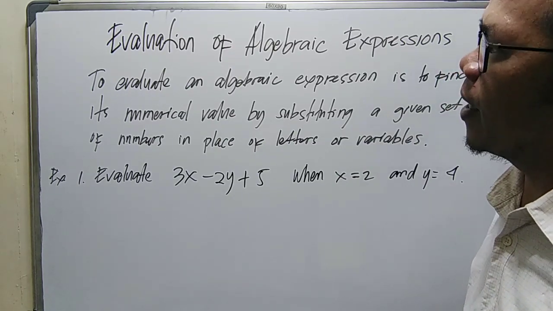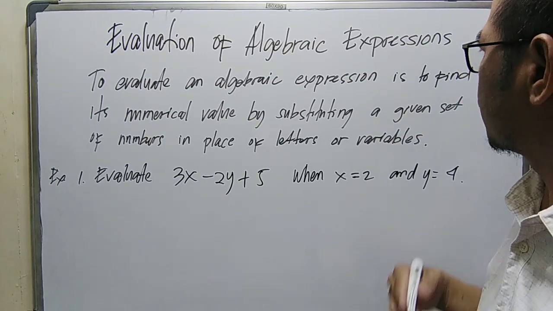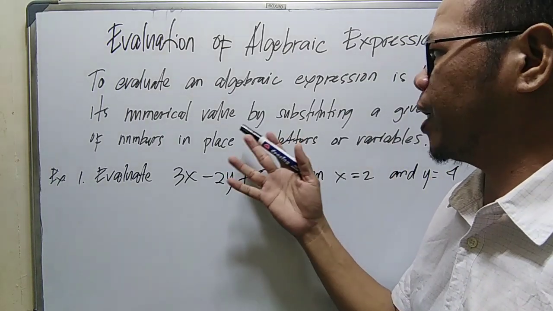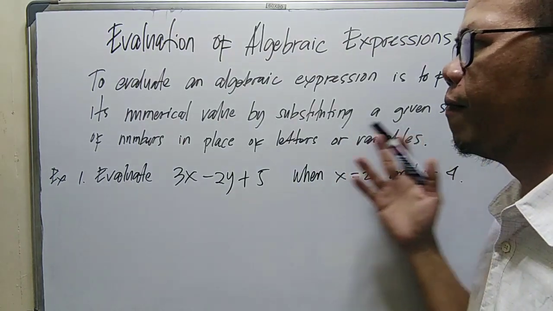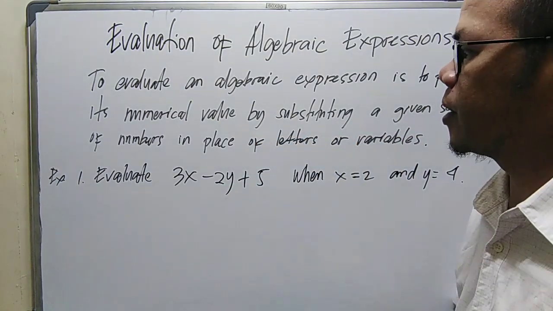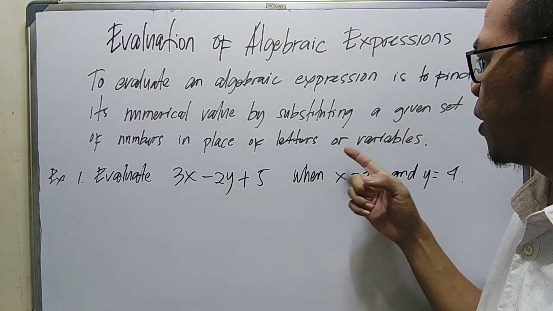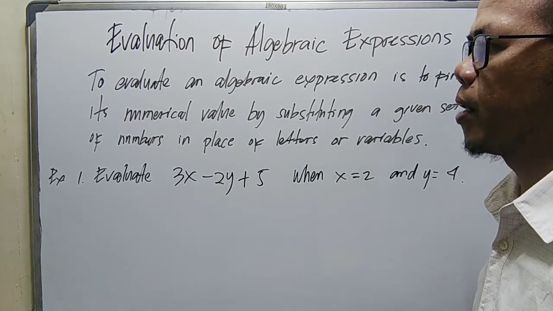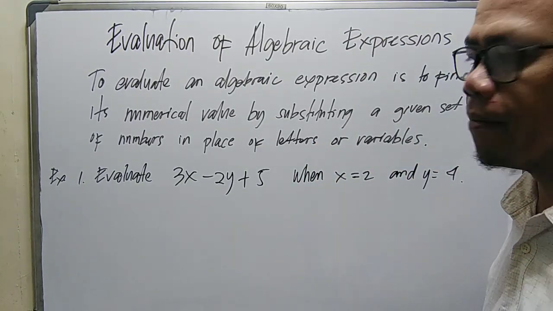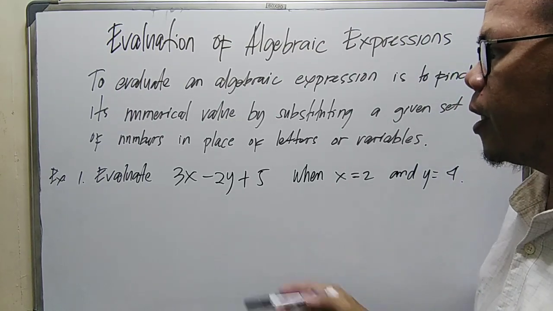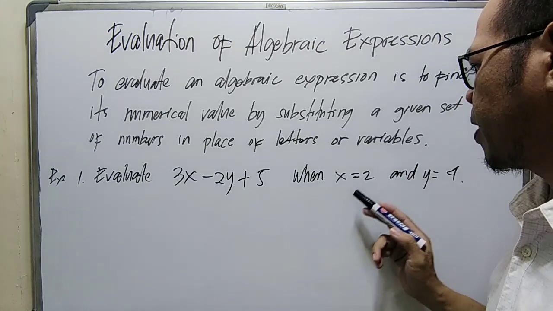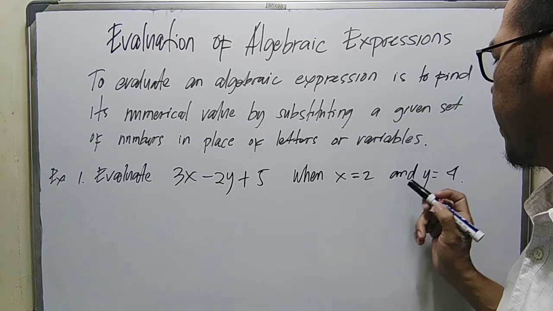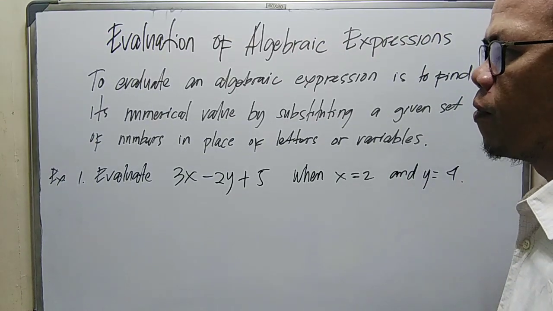To evaluate an algebraic expression is to find its numerical value by substituting a given set of numbers in place of letters or variables. Okay, so I will give you an example. Number 1, evaluate 3x minus 2y plus 5 when x is equal to 2 and y is equal to 4.